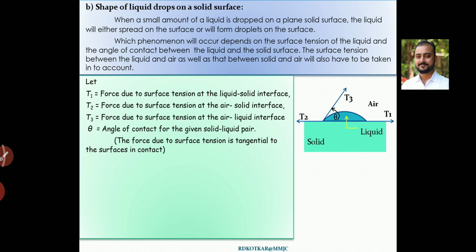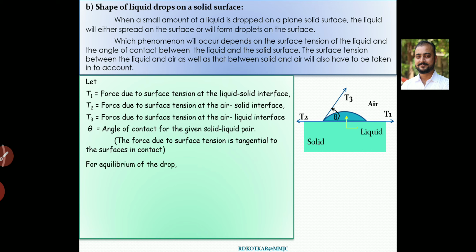You observe there, T1 is tangential to the liquid and solid interface. T2 is where air and solid come closest to each other, meaning where the air and solid come in contact, at that particular interface we draw the tangent. So this sentence is there: the force due to the surface tension is tangential to the surfaces in contact.